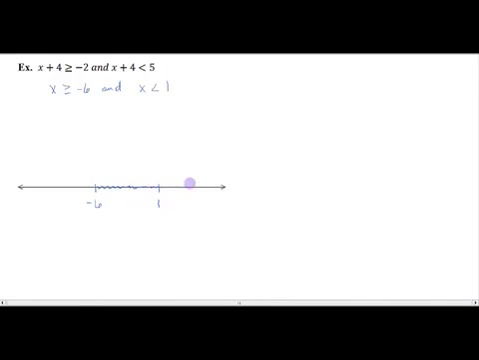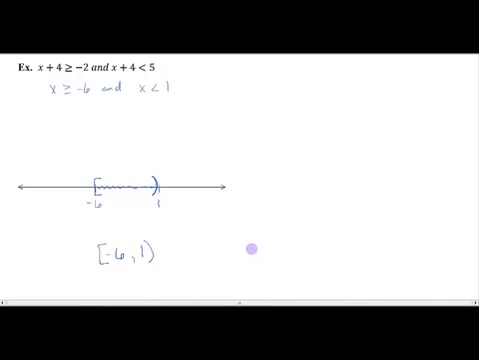Let's test a 2. Is 2 greater than or equal to negative 6? Yes. Is 2 less than 1? No. So I won't be able to shade this interval because the and says I need both to be true in order to shade. So I place my symbols on my endpoints and I'm ready to put it into interval notation. -6 with the bracket, comma, 1 with the parenthesis.